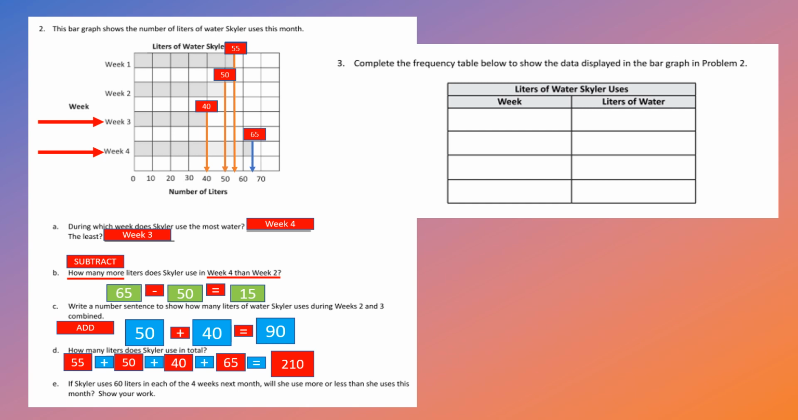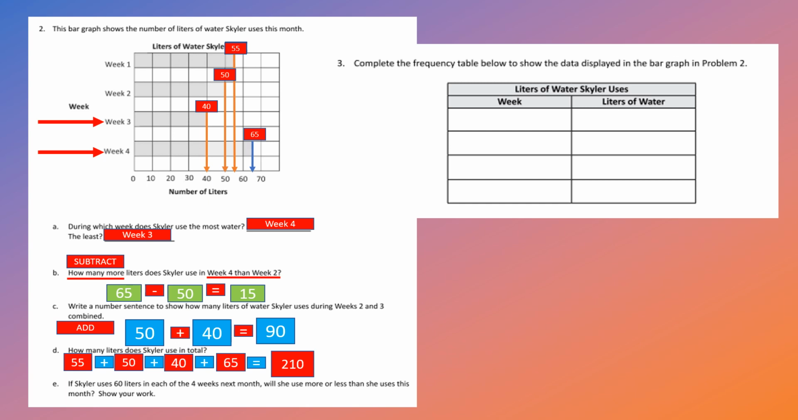E says if Skylar uses 60 liters in each of the 4 weeks next month, will she use more or less than she uses this month? Show your work. All right, this is a longer question, so I'm going to take it a little bit at a time. I see a comma there, so that seems like a good stopping point. So I'll read it again.